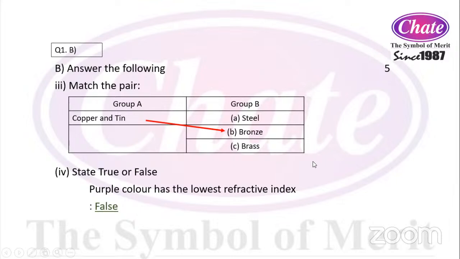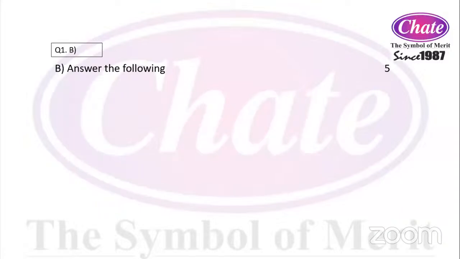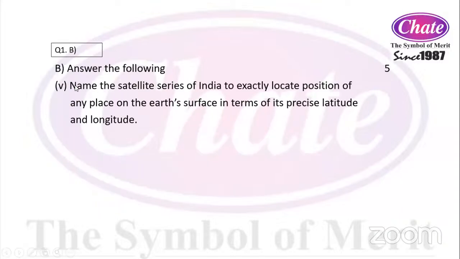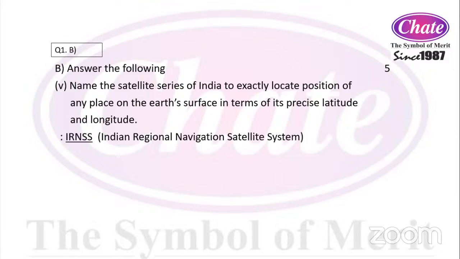So we are going to see now the next question. The fifth question says, name the satellite series of India to exactly locate the position of any place on Earth's surface in terms of precise latitude and longitude. So you have to write down, it is the IRNSS. It is the Indian Regional Navigation Satellite System. So it is for navigation satellites. So Indian Regional Navigation Satellite System we use. That is the name of the series of India.